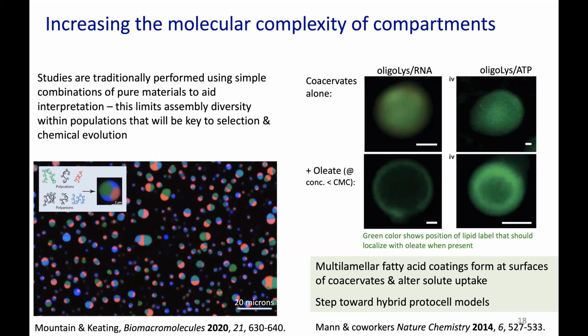On the right hand, we see an example where fatty acids were added to coacervates. And the fatty acids formed a sort of thick multilamellar membrane around the outside of the coacervates. And this altered the uptake of other materials into the coacervate. So it's starting to provide a little bit of a semi-permeable boundary around this crowded, concentrated coacervate that starts to become now a protocytoplasm. And this is an exciting step towards hybrid protocell models.